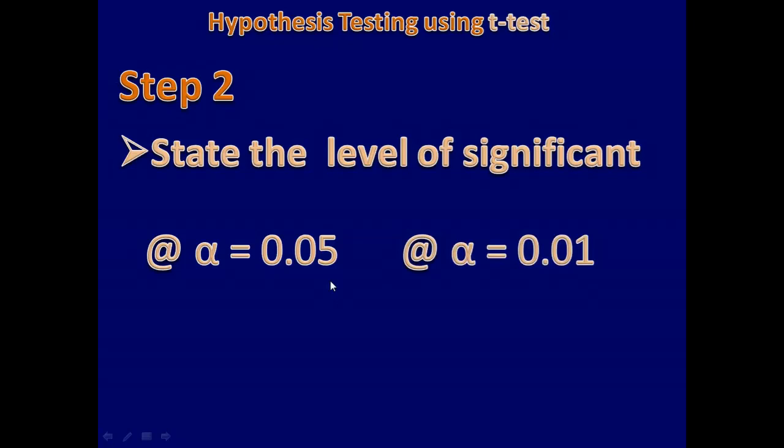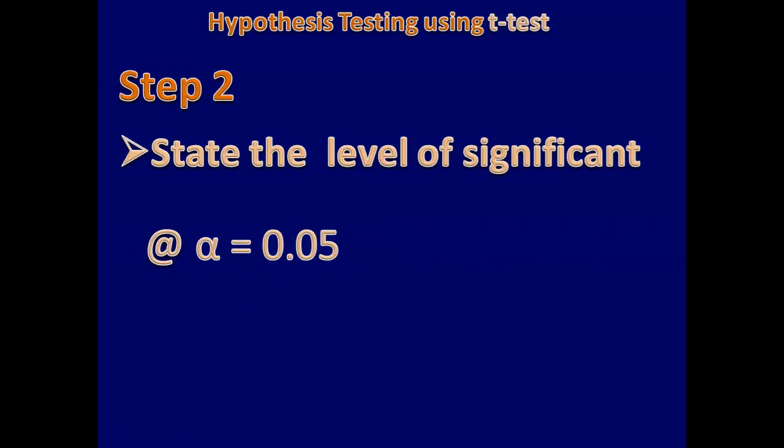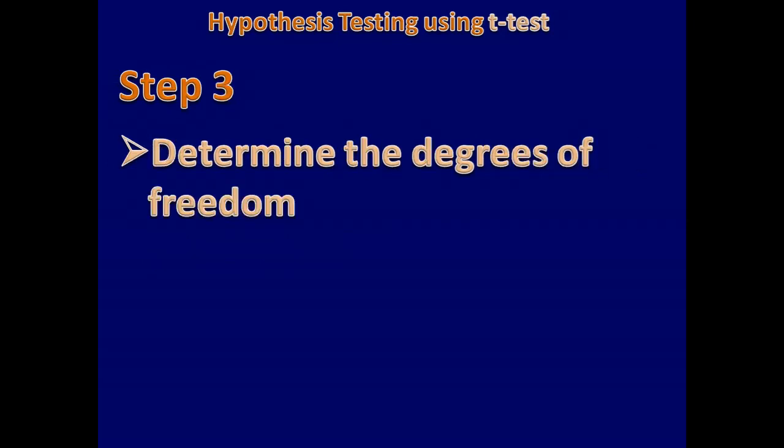But at any rate, usually the problem does not come with an alpha level. So we need to assume. And this 0.05 alpha is the global standard level of significance assumption. Okay. So step number 3.